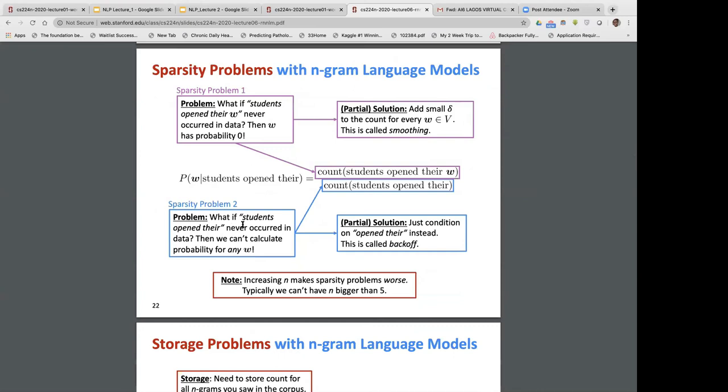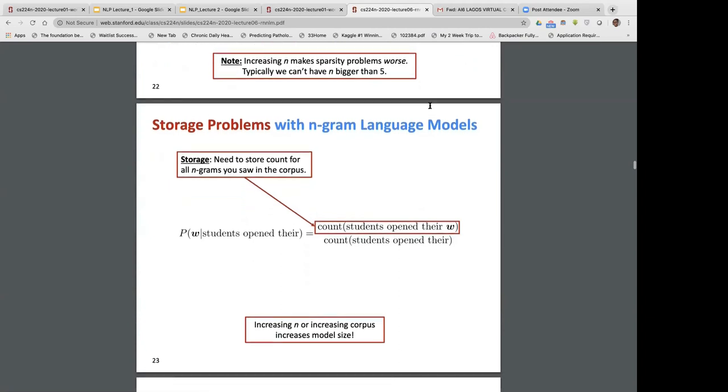Another problem is, what if this n-gram, "students open there", did not even occur at all? We use a solution called backoff. We forget the first word in our n-gram, students, and then we focus on "opened there" to make the next prediction. If "opened there" does not occur, we forget "opened" and use "there" to make the prediction. But if that doesn't occur either, we use our smoothing method where we add a very small probability value to every word, so that even if it's 0.01, the model can assign some specific probability to it.